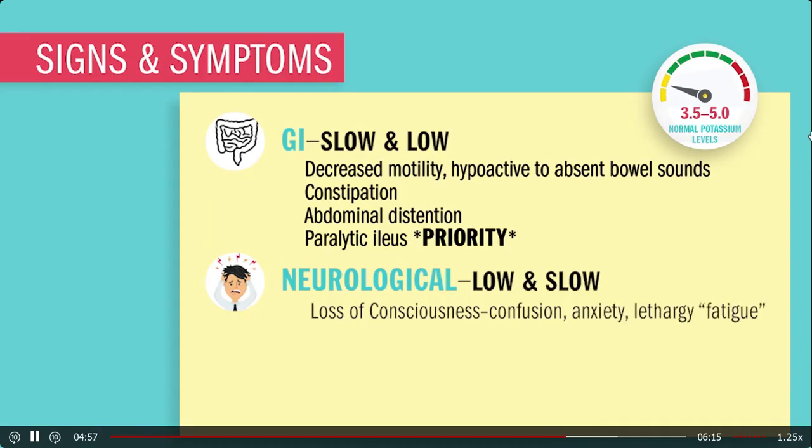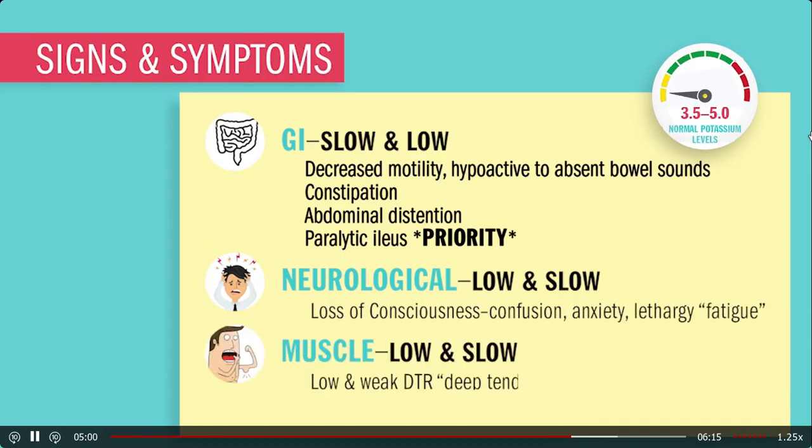Neurologically, the brain's going to be low and slow, so loss of consciousness, confusion, anxiety, lethargy, or what we call fatigue. Muscles will have slow and weak DTRs, slow deep tendon reflexes called hyporeflexia, as well as weakness resulting in flaccid paralysis, meaning a feeling like you're paralyzed.